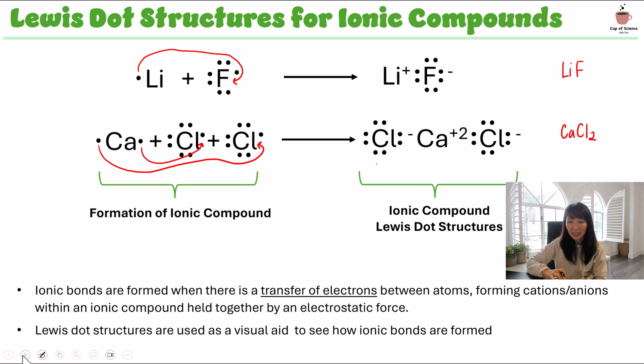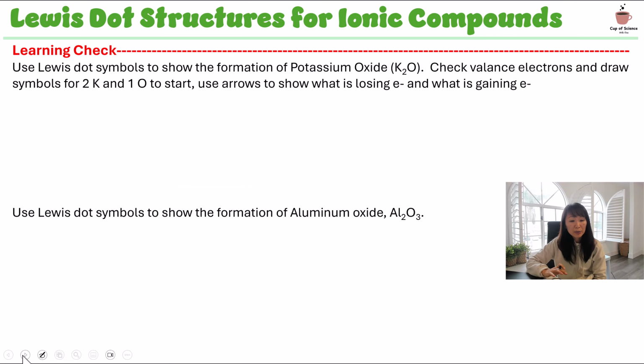Let's do a learning check that applies all of what we have learned. Use Lewis dot symbols to show the formation of potassium oxide. It's already giving you the hint of K2, so it should involve 2 potassium and 1 oxygen. Check valence electrons and draw symbols for 2 K and 1 oxygen to start. Use arrows to show what is losing electrons and what is gaining electrons. So let's try this one, and the next one you can try on your own.